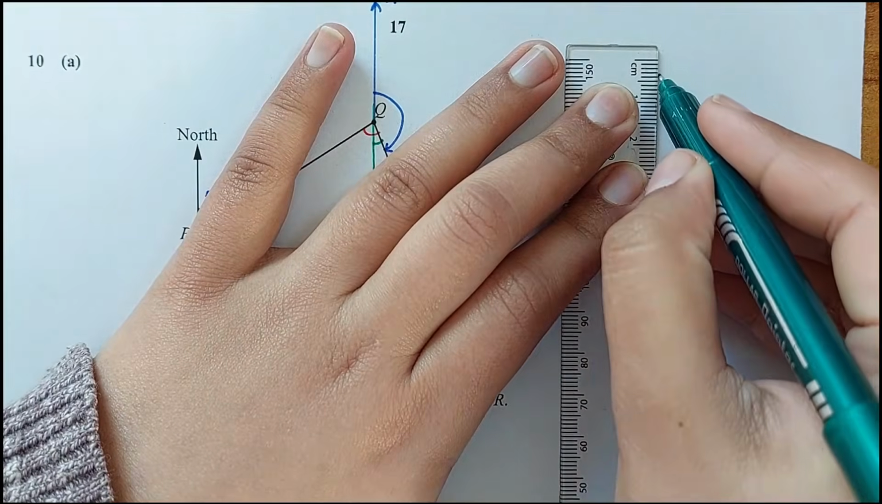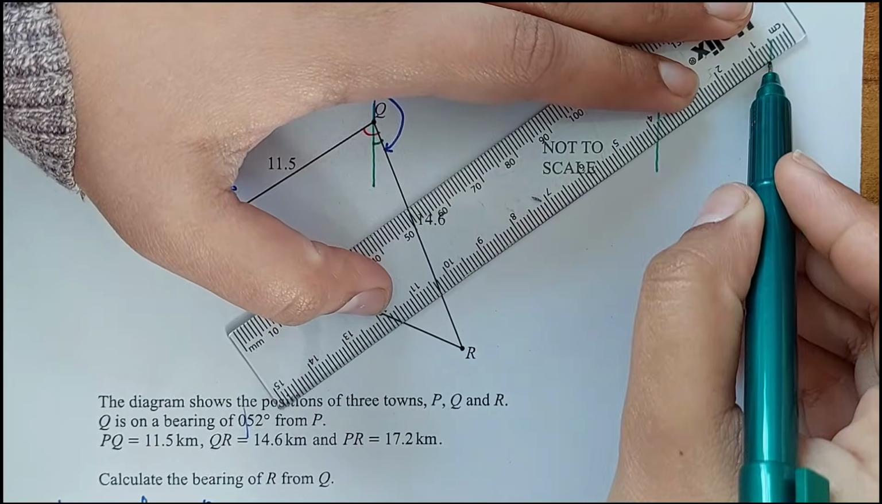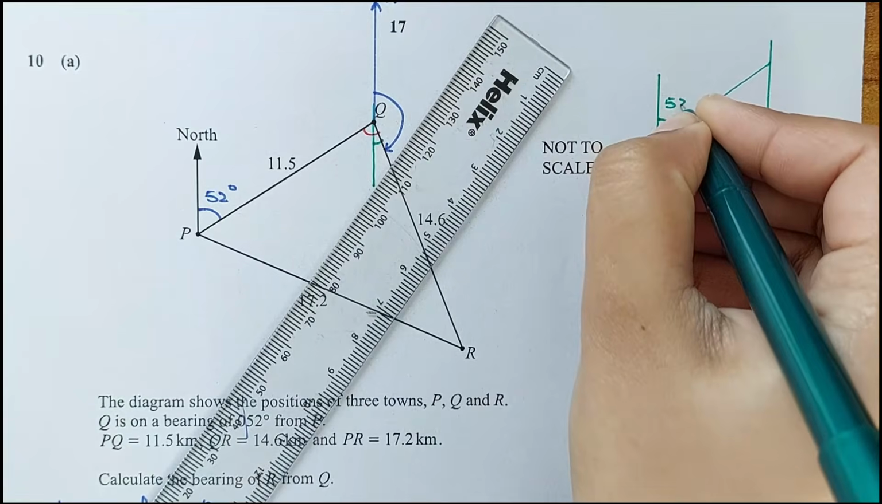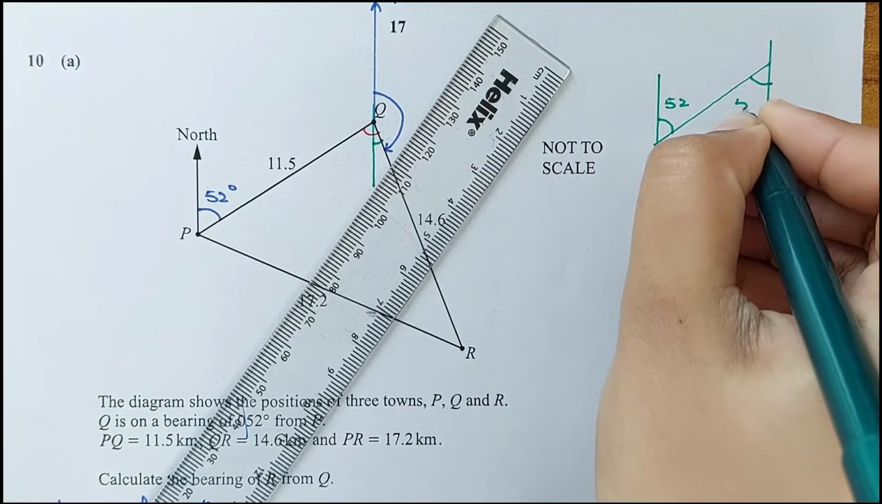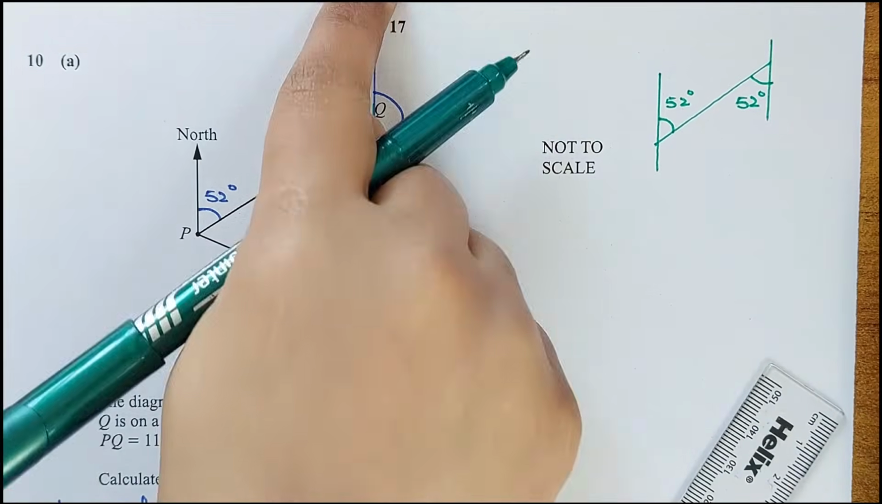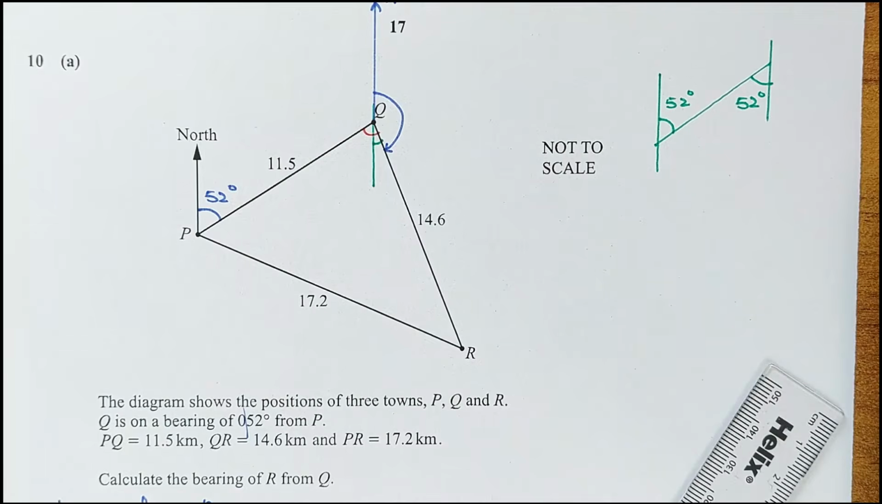Let me show you from this side. These two are the parallel lines, right? They connect with a line. So if this angle is 52, this angle is also 52. These are alternate angles, right? So these are the two parallel lines connecting with a line. This angle is 52, this angle is 52, right?